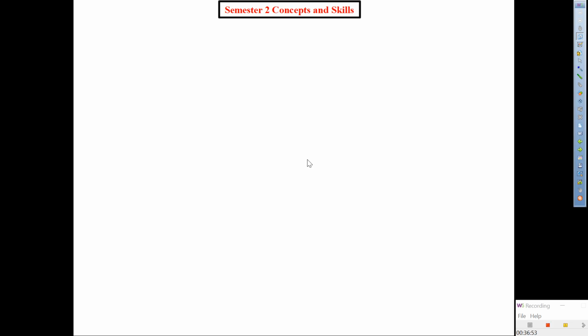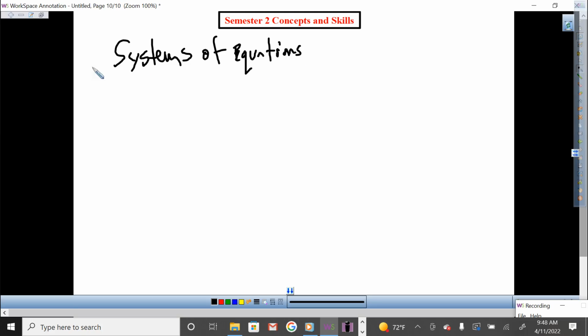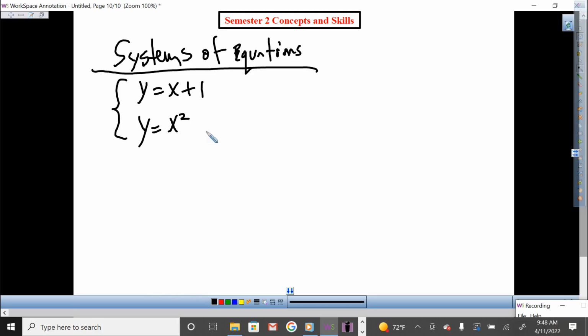Okay, good. All right, let's go to systems, right? Yes, systems of equations. So these are notes first, and then I'll give you the problem from the study guide. Let's start with y equals x plus 1 and y equals x squared plus 4x plus 3.